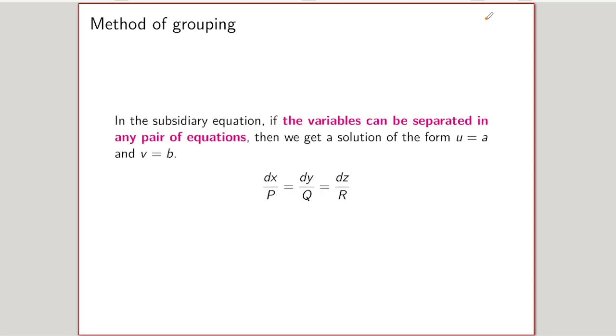In the method of grouping, the variables can be separated in any pair of equations. For example, we can take the first two, or the last two, or the pair 1 and 3. After pairing the equations, we have to solve them to find the two solutions, u is equal to a and v is equal to b. After finding those solutions, we can write phi of u comma v is equal to 0, which will be the solution of the given Lagrange's equation. So let us see some problems in this method of grouping.